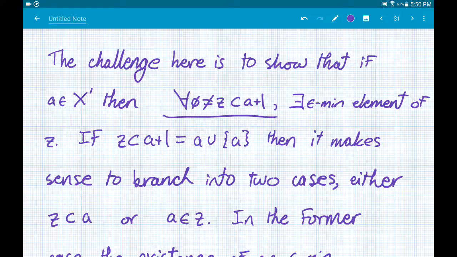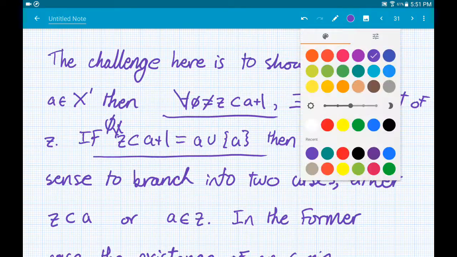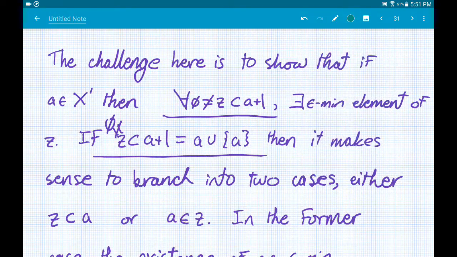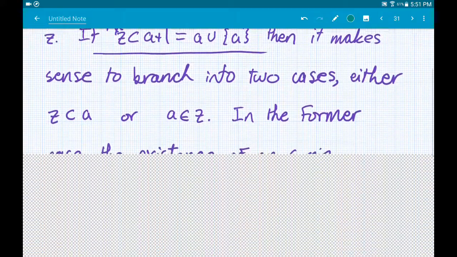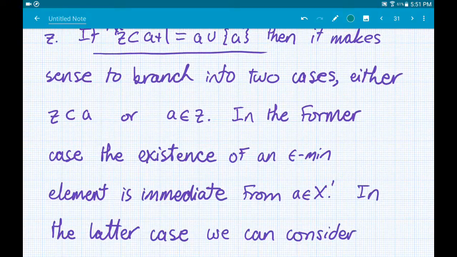So, taking this arbitrary non-empty subset of a plus 1, it makes sense to me to branch this into two cases, one in which Z is a subset of a and one in which a is an element of Z. Notice that either a is in or not in Z. If a is not in Z, we have this case. If it is in Z, we have that case.